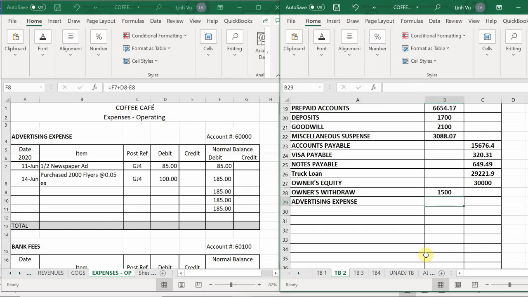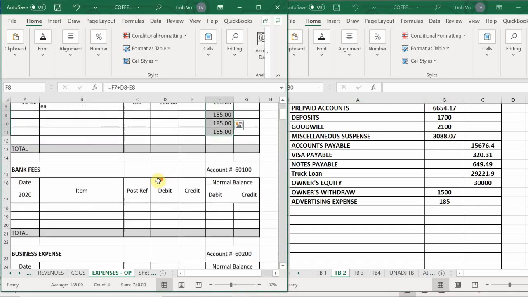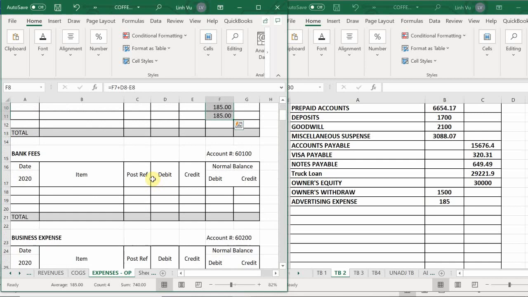Okay. Yeah, in this case, what's my total debit balance in my advertising expense? $185. Okay. We haven't encountered any bank fees yet because we haven't done our bank reconciliation.